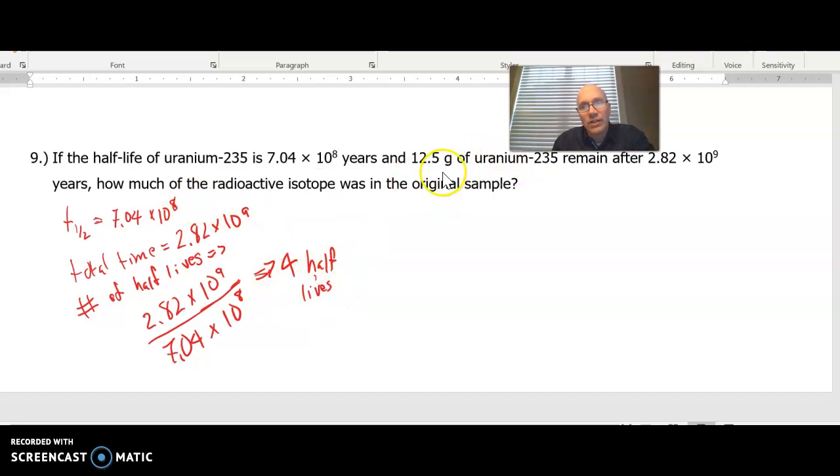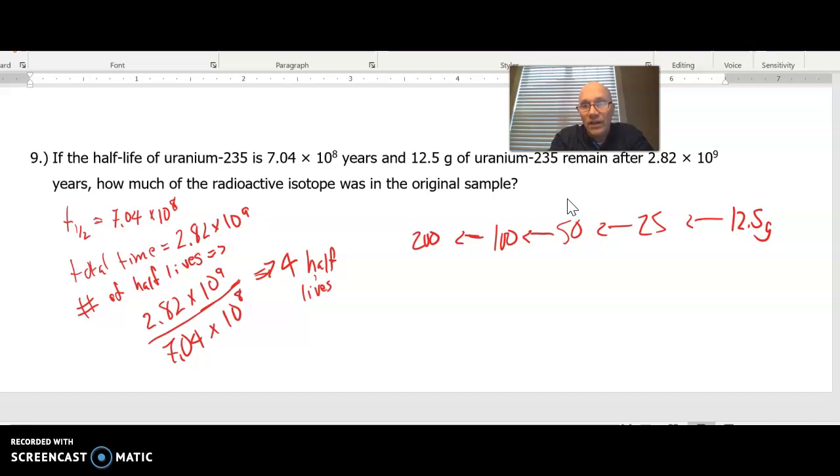This problem actually asks you to do things a little bit differently. It tells you how much you have in the end, which is 12.5 grams. And then it asks you to work backwards to figure out how much you would have had in the beginning. Well, if that's after 4 half-lives, then 1 half-life previous to that, we would have double that amount, which would be 25. Another half-life would be 50. Another half-life would be 100. And then another half-life before that would be 200.